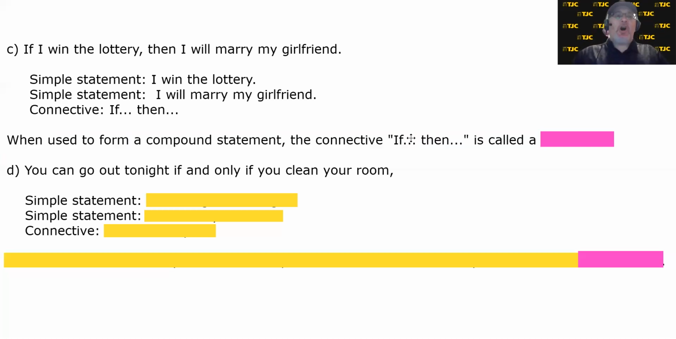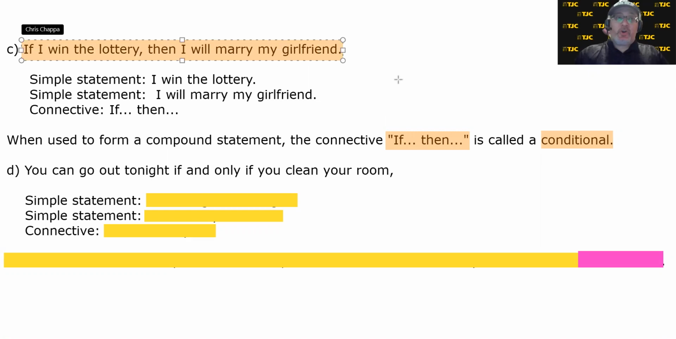And what is that connective called? When used to form a compound statement, the connective if then is called a conditional. And same caveat as before. Contextually, the word conditional can refer to either the phrase if then or a compound statement formed using if then. So it is correct to say, if I win the lottery, then I will marry my girlfriend is a conditional.